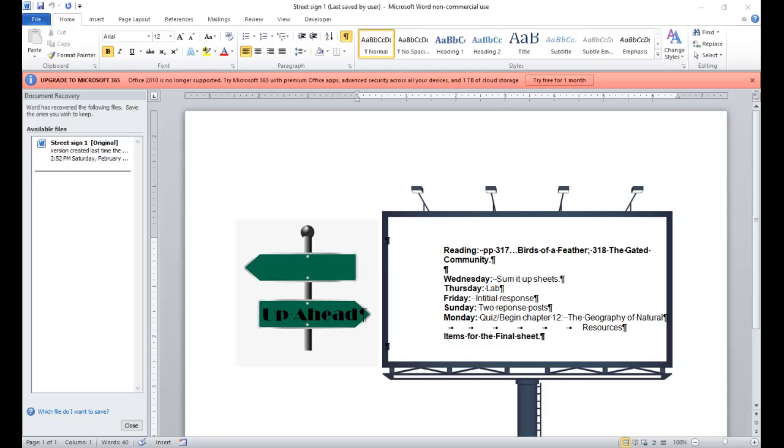Wednesday, have some sum-it-up sheets, right? So get some sum-it-up sheets. You're going to take the major themes and sum them up in your own words, not mine or the textbook's, okay? You'll lose points for that.